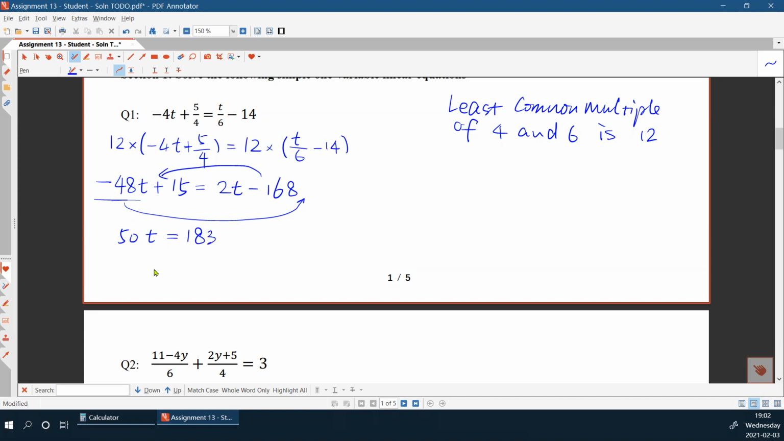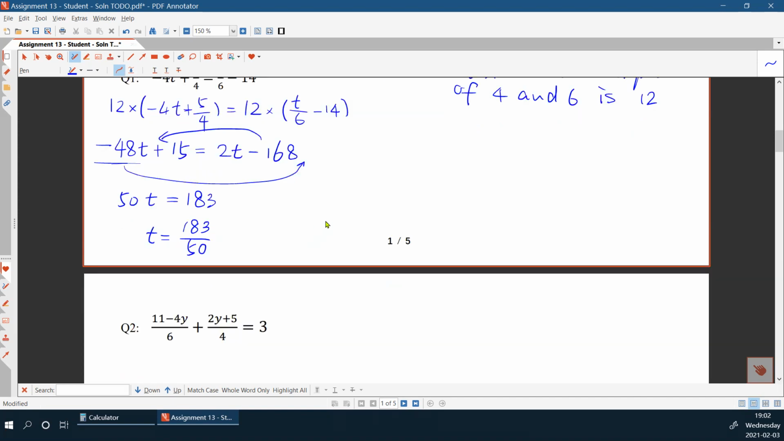183. So now we have the final solution, which is t equaling 83 over 50, right? Okay, you can leave it there, or if you like, you can write it in a decimal format, which is 3.66. So both of them are okay.